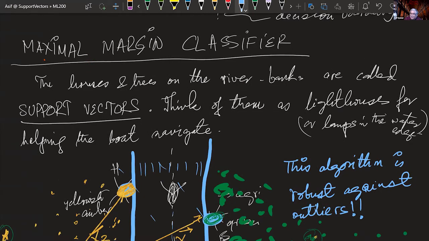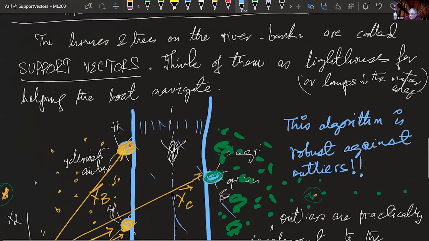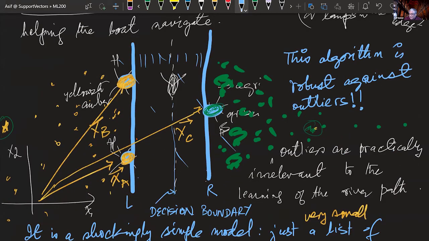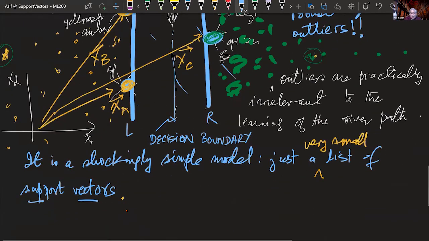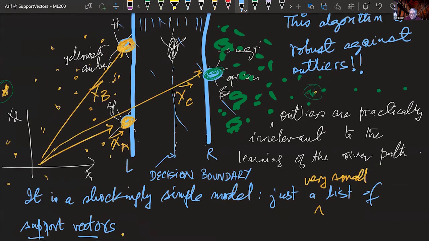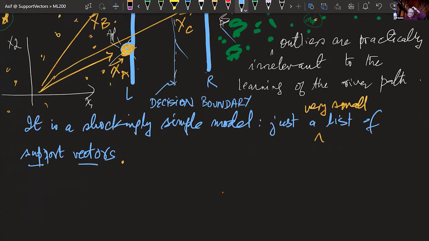So this classifier is called the maximal margin classifier. It is not the support vector machines algorithm, which we're going towards. But confusingly, these points that help us make the model, the model is just the collection of points on the riverbank. Those are called support vectors. They are vectors in a Cartesian space, and they support the decision boundary. Right? So that is that.